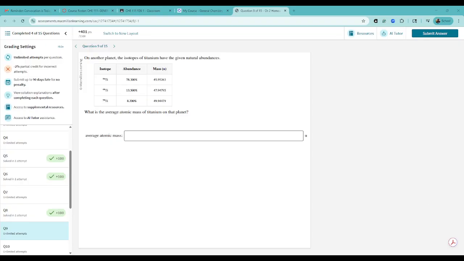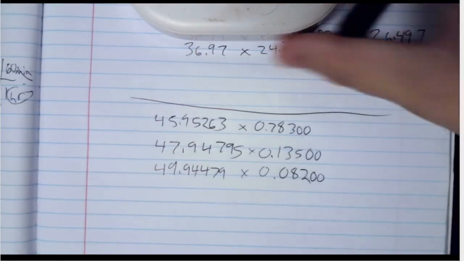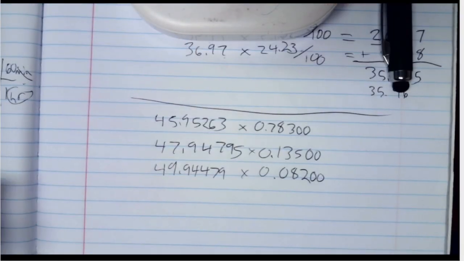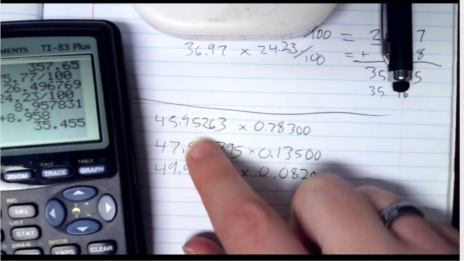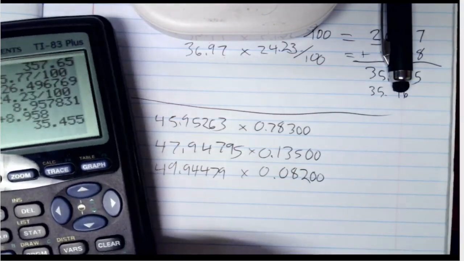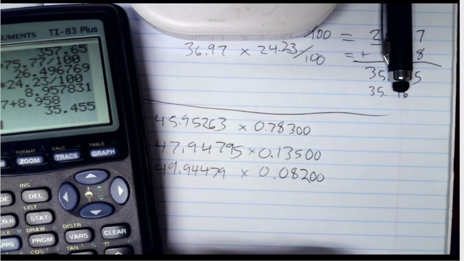If you're converting them to percents, don't forget that 8% is going to be 0.08 if I've divided by 100. Now it's 78% titanium 46. So my math, when I work this out, should be pretty close to 46.